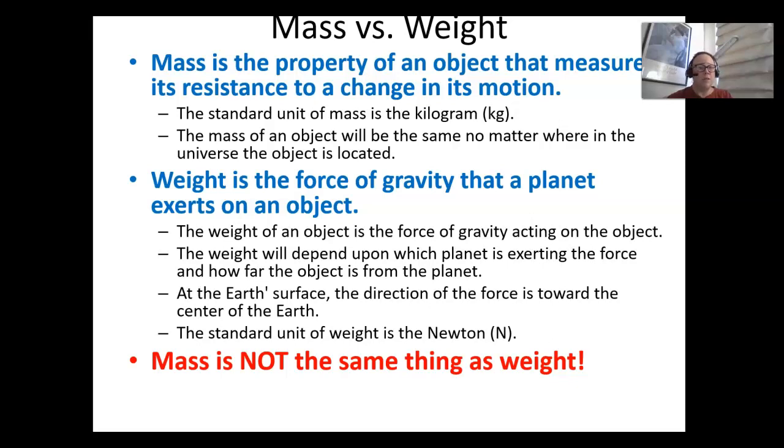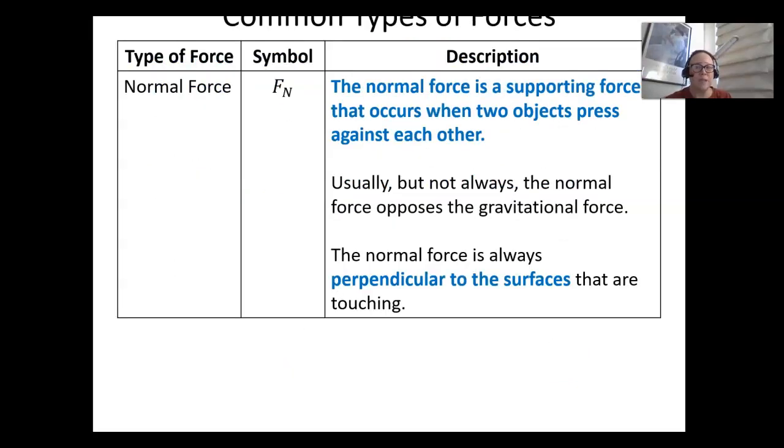Mass is a property that measures an object's resistance to a change in its motion. Weight is the force of gravity that a planet is exerting on the object. They are measured in different units. Mass is in kilograms, weight is in newtons, and weight is a vector, mass is a scalar. So they are not the same things. Okay, so F sub g, gravitational force, is the first type of force.